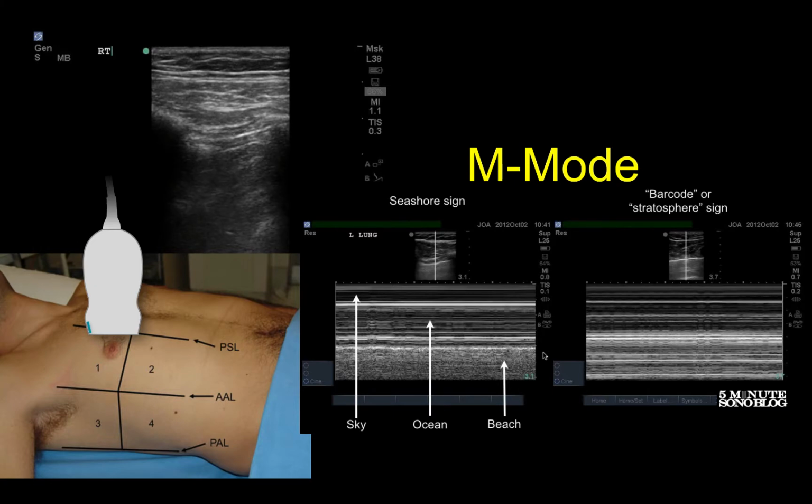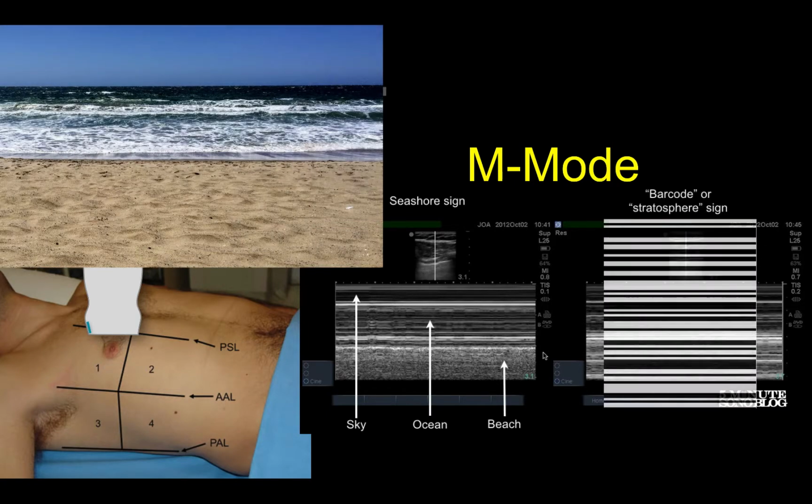On the other hand, if you see an organized linear appearance distal to the sliding pleura, often called the barcode sign, this is very concerning for a pneumothorax because this represents absence of sliding. Remember, sand on the beach, time to relax, barcode sign, time to pay up.